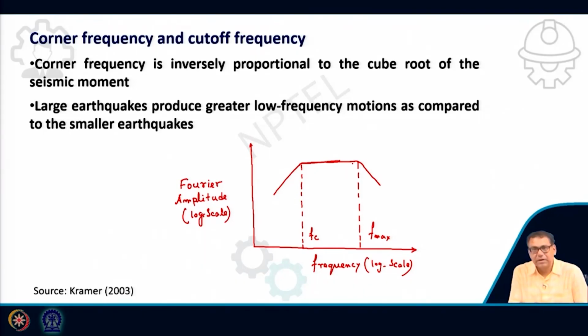You can see the intermediate range of frequency, and that indicates that large earthquakes produce greater low frequency motion as compared to smaller earthquakes. Clear? This is your corner frequency and this one is the f max, the cutoff frequency, and as I have already discussed, the corner frequency is inversely proportional to the cube root of the seismic moment.